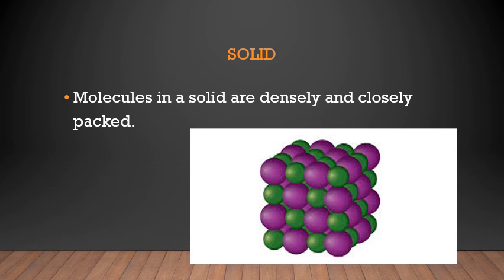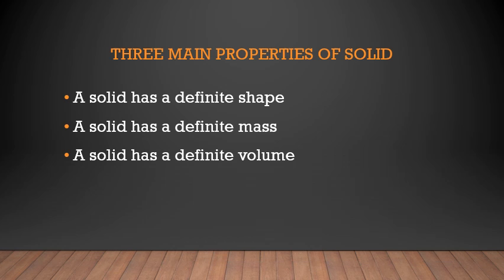Now, the molecules in a solid are densely and tightly packed. The molecules are arranged as closely together as possible. It's very close to each other. And there are three main properties of solid. What are the three main properties of solid? A solid has a definite shape.